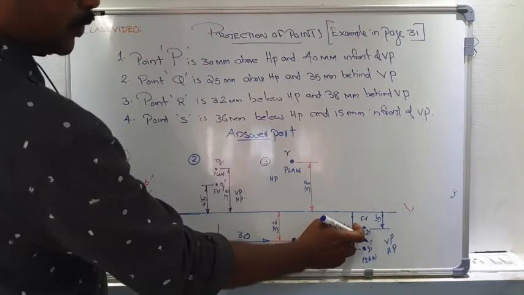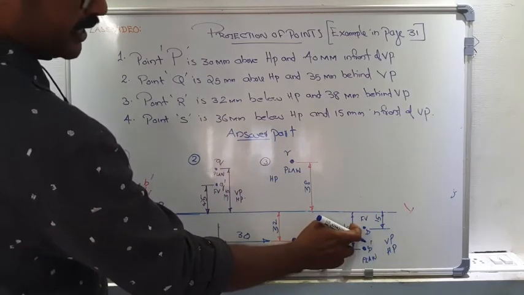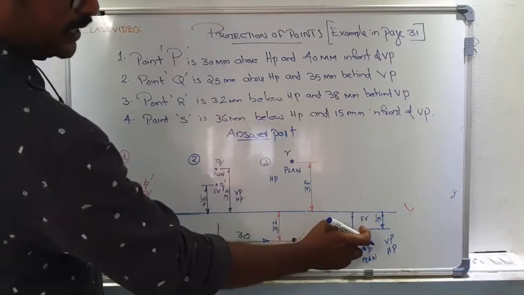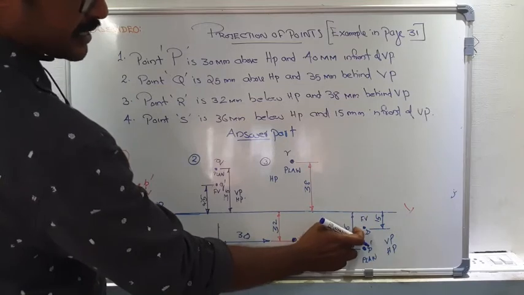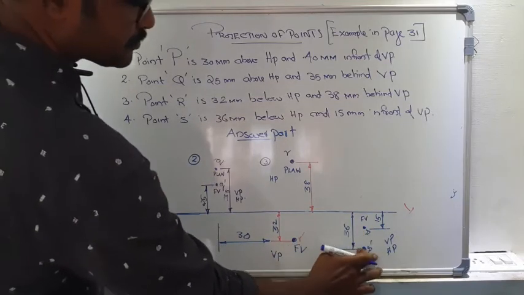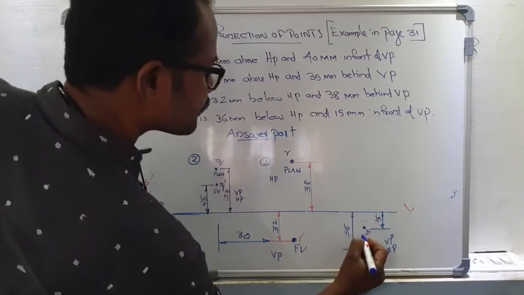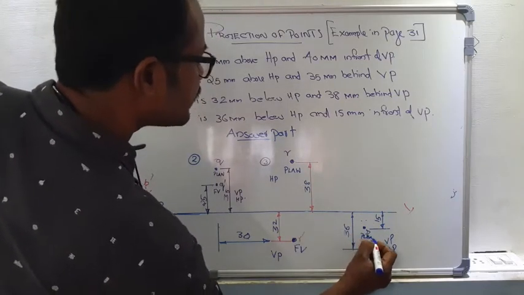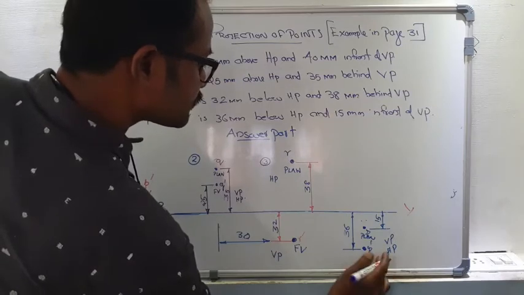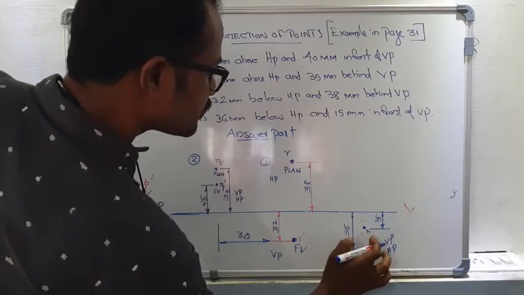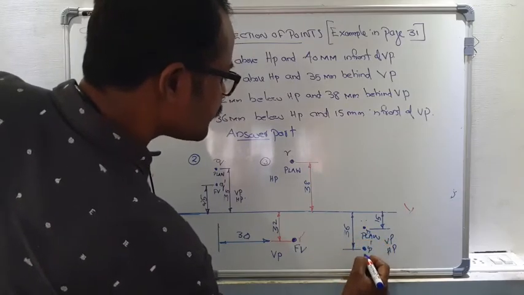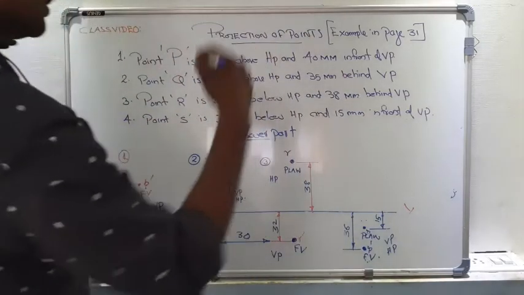And there is another point here. Put a point here, keeping the distance 15 mm from the XY line. That point is marked as S. Sorry, this is plan and this is front view.